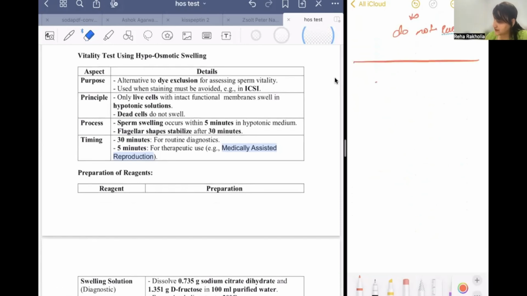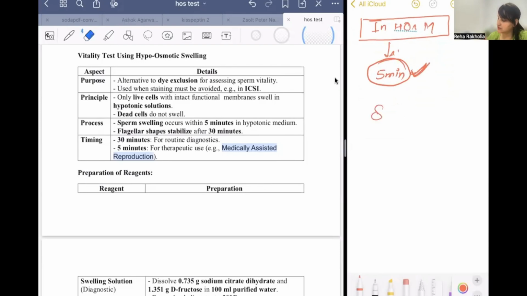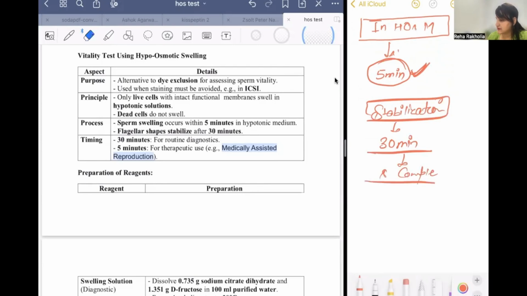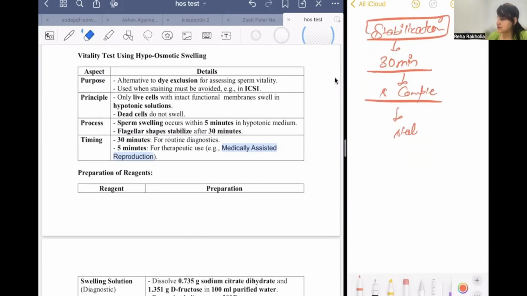In a hypotonic medium, water starts to flow inside the sperm cell due to osmosis if the sperm is alive. This process begins within 5 minutes if the sperm has an intact, functioning membrane. It starts in 5 minutes, but stabilization will take the next 30 minutes. Swelling will complete and the sperm tail assumes a stable shape, making it easier to observe under the microscope.